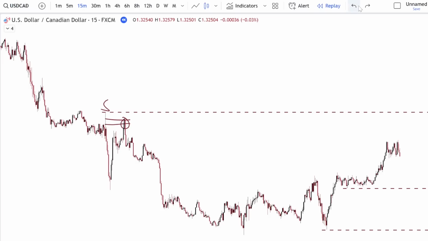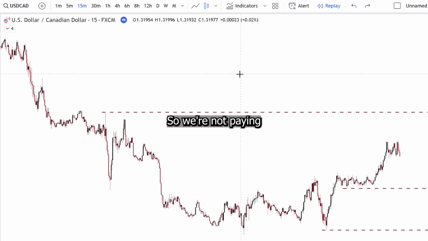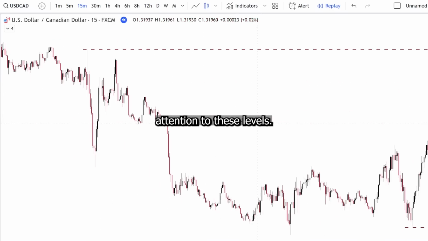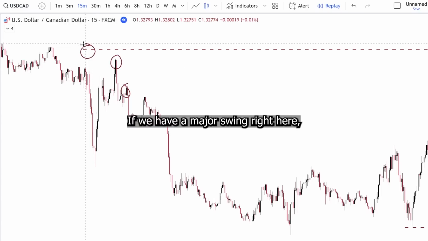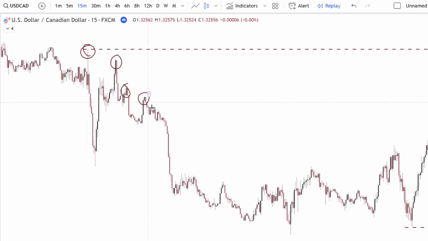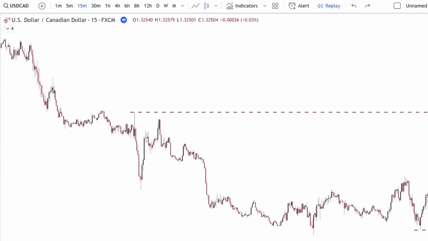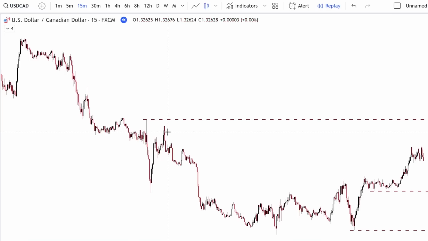And as you can see, we're ignoring all the micro swings. So we're not paying attention to these levels. We're not paying attention to a micro swing like this, a micro swing like this, if we have a major swing right here. We can pay attention to this level, but price already took over this level. Why would this level be valid? Because this level right here forced this entire move. So again, when looking at liquidity, you always want to look at major liquidity. You want to look at where business was done. Where is the peak that formed an entire move?